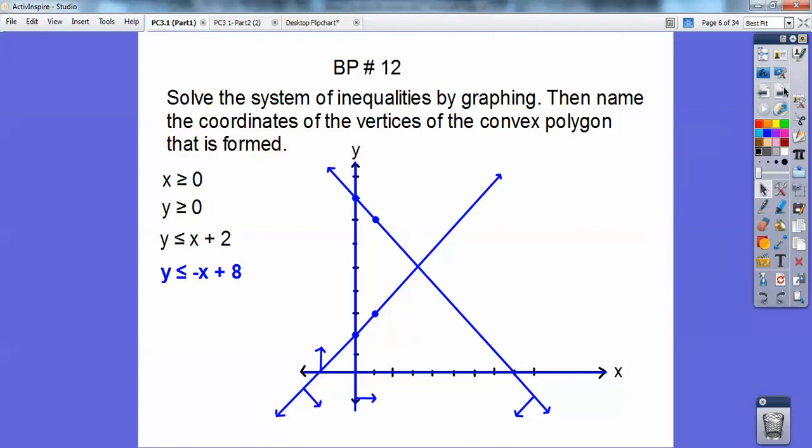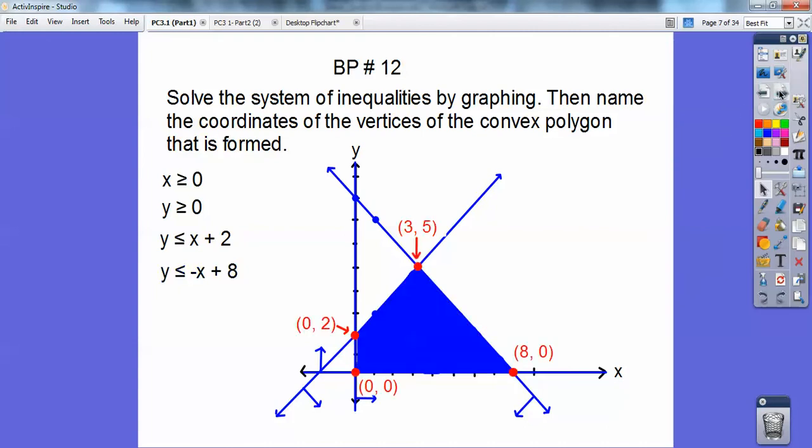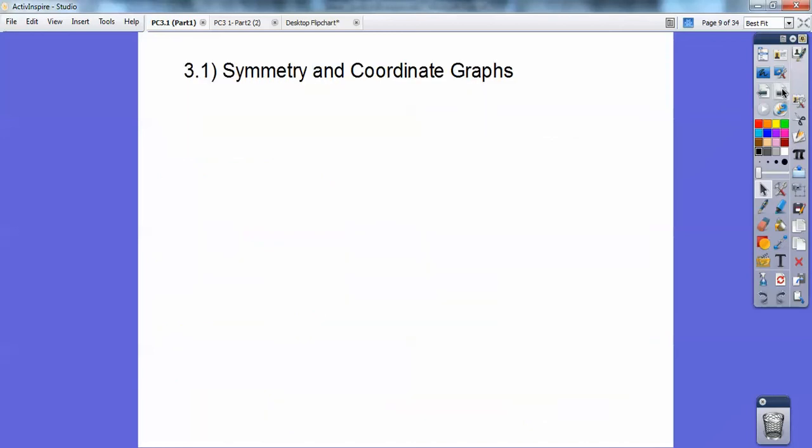And then they want you to locate all the vertices also. These ones are easy to figure out, you guys. These ones right here. This one might be a little bit harder. It's where this line, y equals negative x plus 8, intersects this line, y equals x plus 2. So just set x plus 2 equal to negative x plus 8, and you get x equals 3. And you can plug 3 into either one of those to get 5.